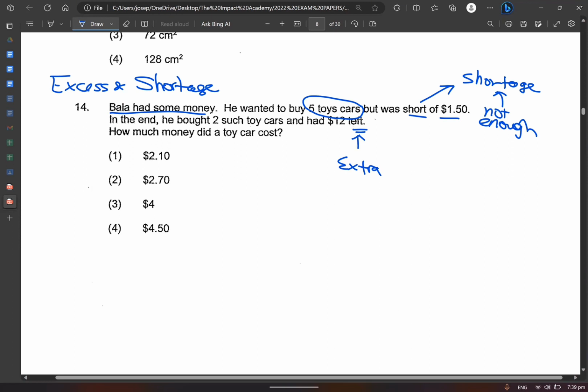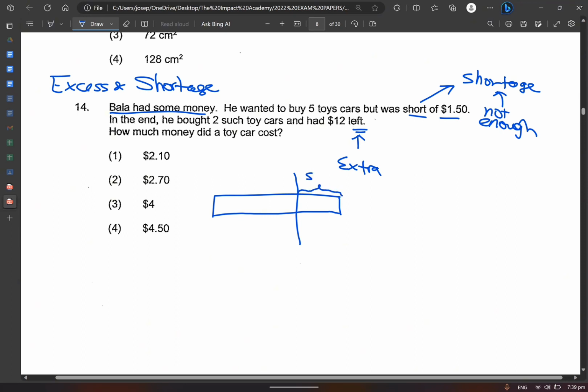Now, how to do it? He wanted to buy 5 toy cars. How many toy cars? 5. So first, he said, I want to buy 5 toy cars. But short of how much? Short of $1.50. That means I don't have enough. Correct or not? That means to say this $1.50 will be over here.